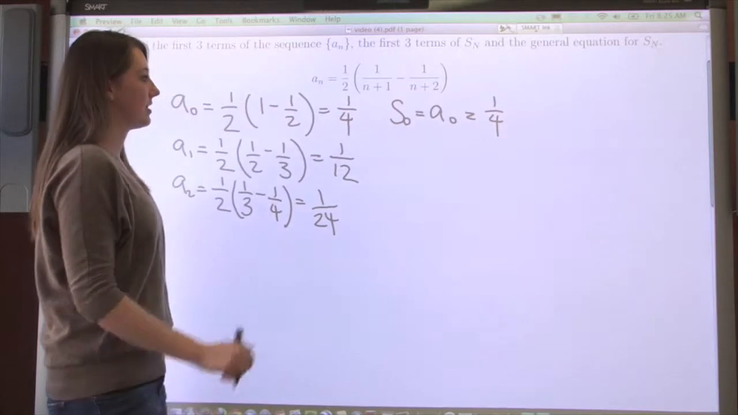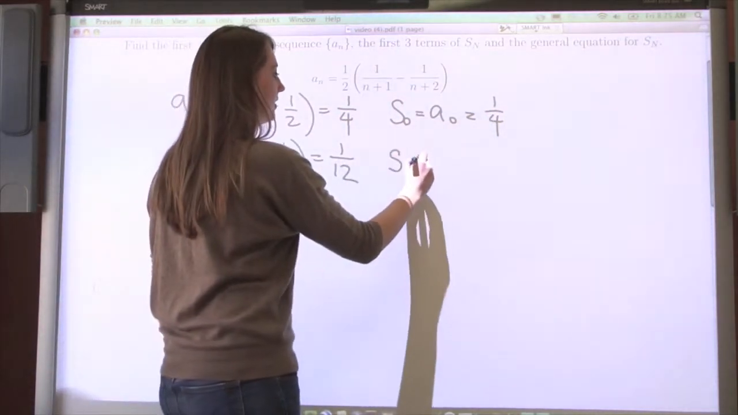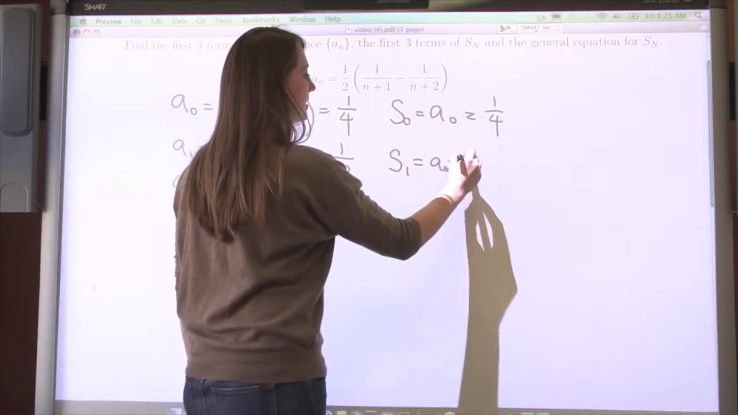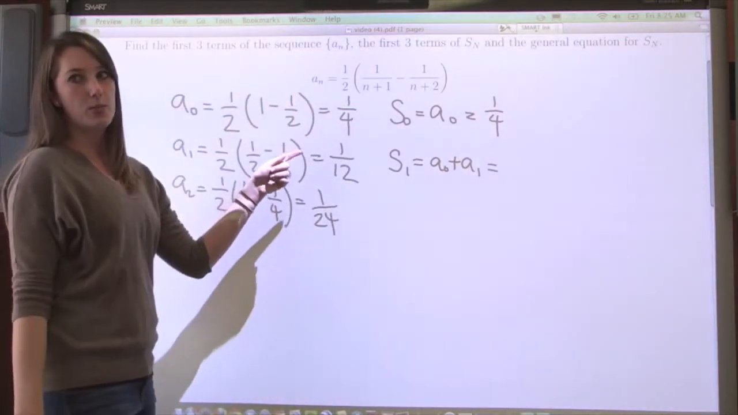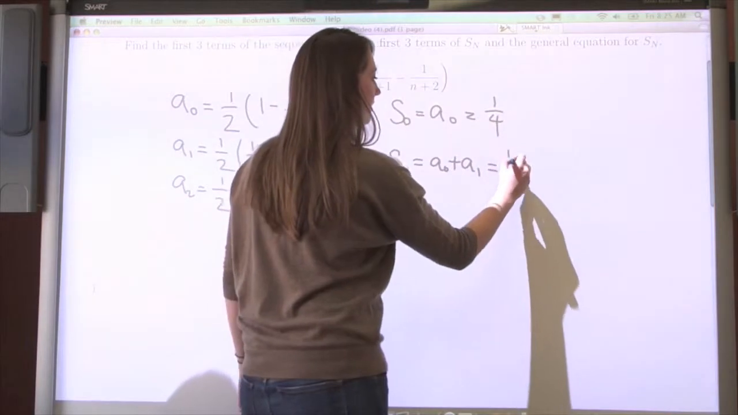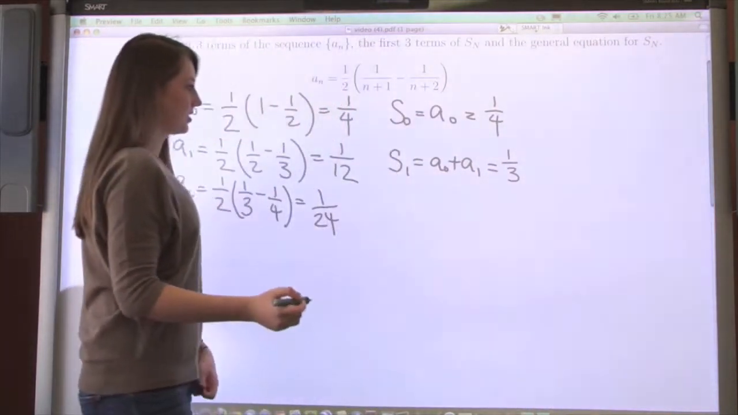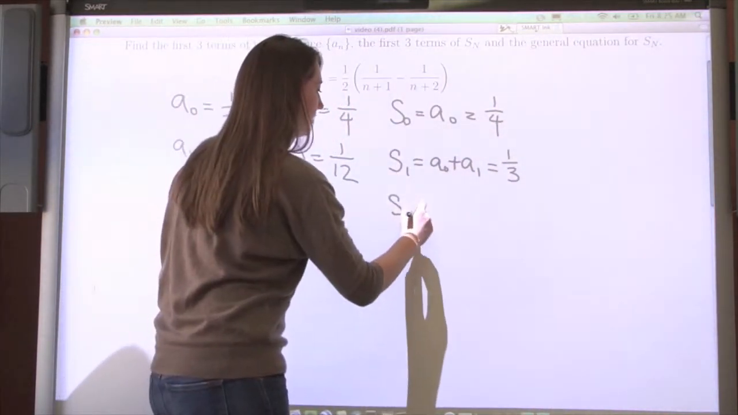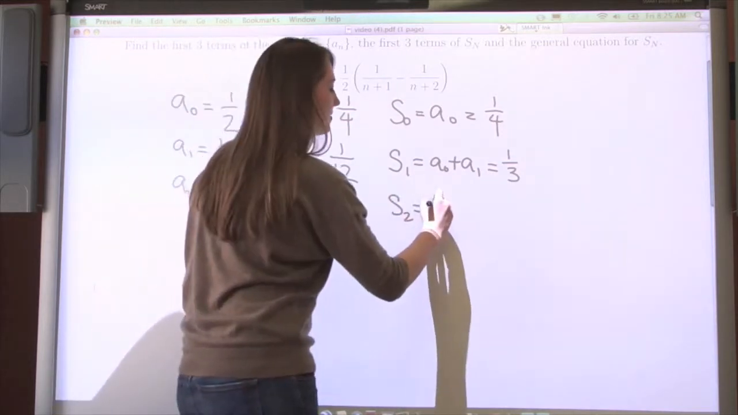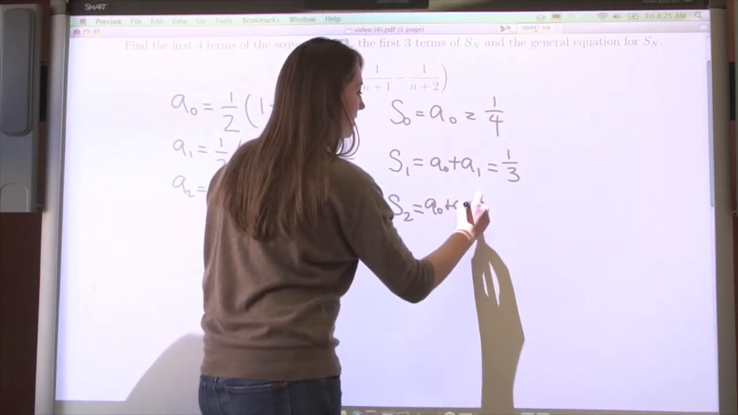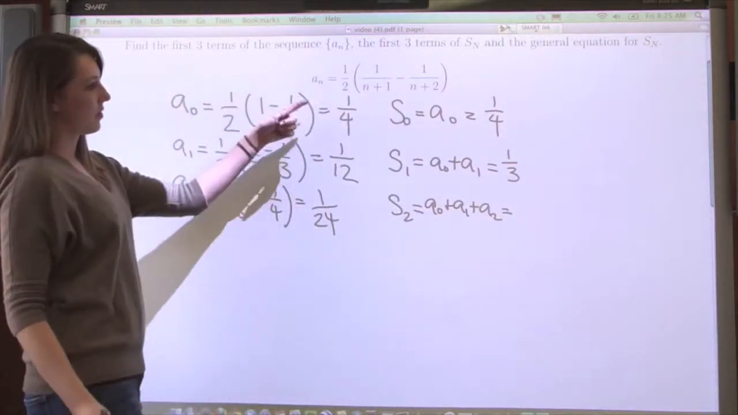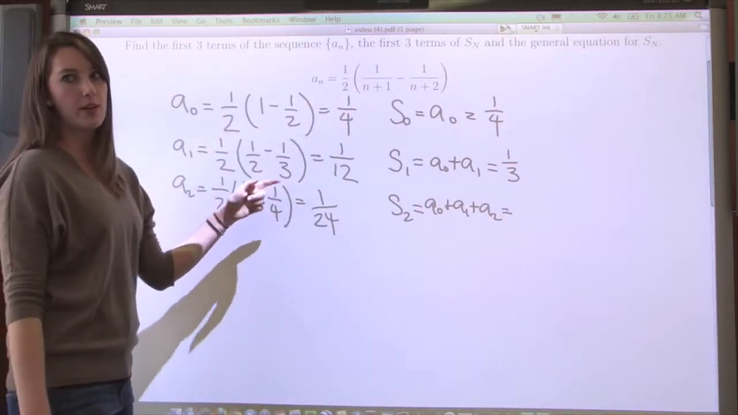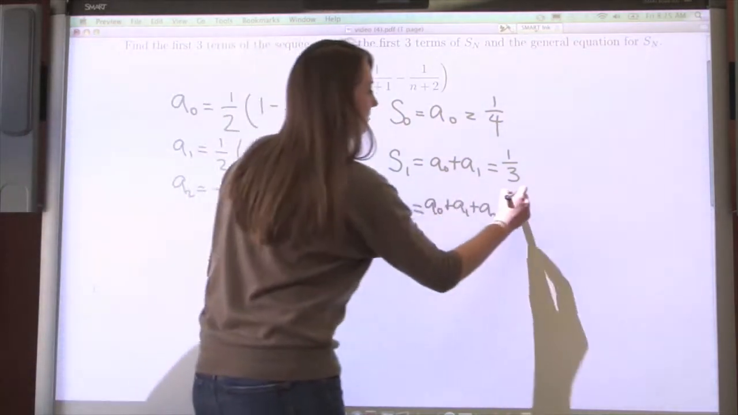So now let's do S sub 1. This is going to be a sub 0 plus a sub 1. So then we're going to have 1/4 plus 1/12, so we get 1/3. Now let's do S sub 2. Similarly, it's going to be a sub 0 plus a sub 1 plus a sub 2. So then we're going to get 1/4 plus 1/12 plus 1/24. So then we get 3/8.